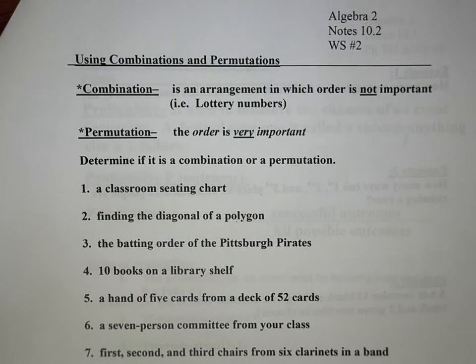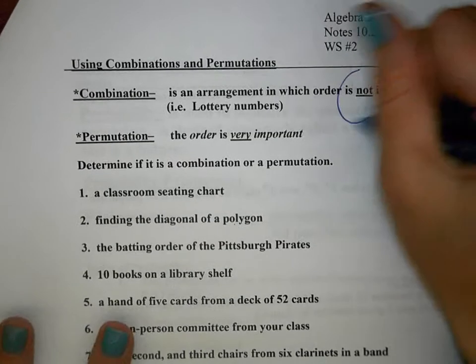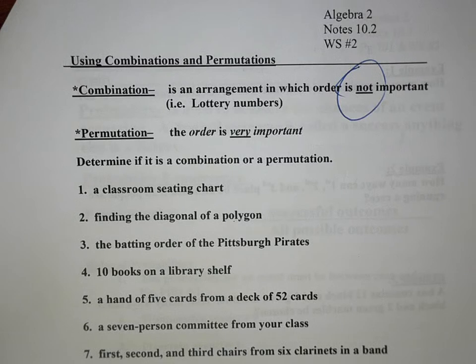Okay, using combination permutations. This is 10.2. A combination is an arrangement in which order is not important. For example, lottery numbers. How many of your parents have ever played the lottery? A few of you? So, it doesn't matter the order that they pick the numbers in, as long as your number shows up, you're good, right? So order does not matter.